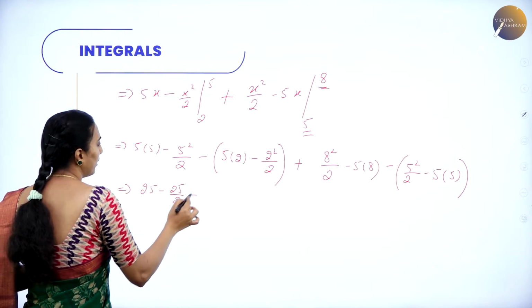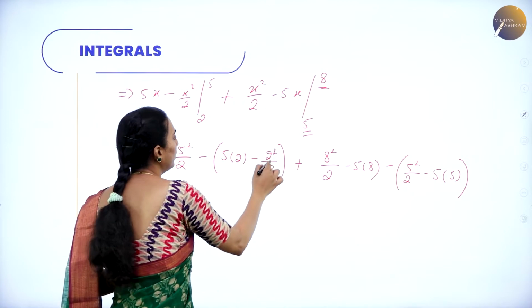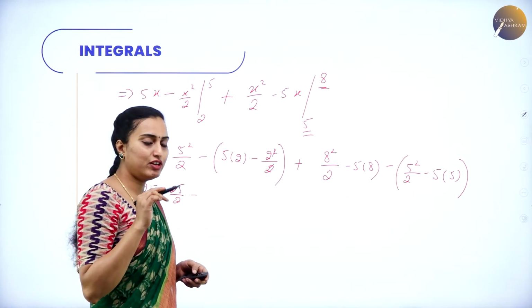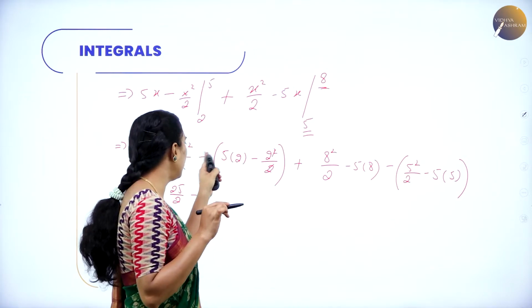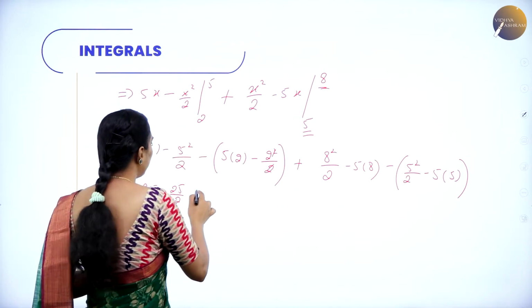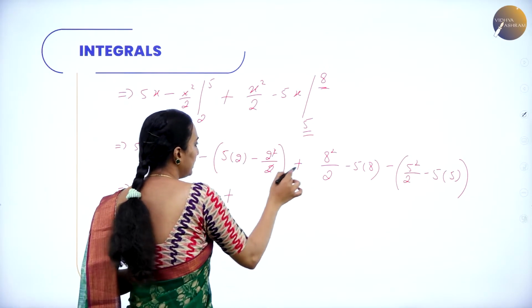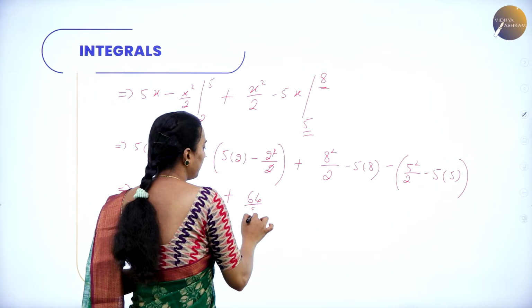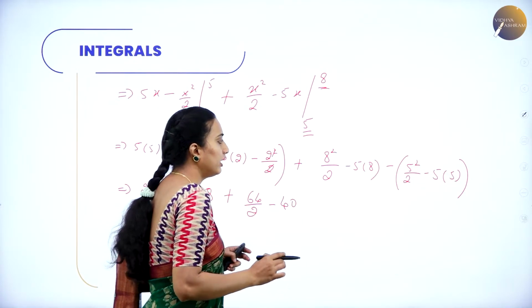25 minus 25 divided by 2 minus, see here, 5 into 2 is nothing but 10, isn't it? 2 squared, one 2 will get cancelled, so you are having 2. So 10 minus 2, which is nothing but 8. So minus 8; minus into minus is plus, so minus 8 you are having. I hope you understood this one. Plus 8 squared is nothing but 64 divided by 2 minus 5 into 8. 8 5s are 40.